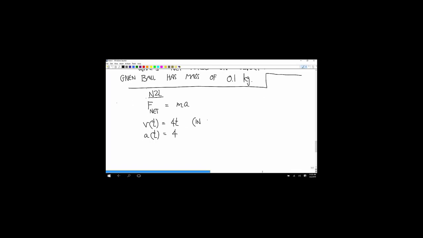This would be in meters per second. This would be in meters per second squared. So the net force is equal to the mass, 0.1, times the acceleration of 4. And that would give you a value of 0.4 kilogram meters per second squared.